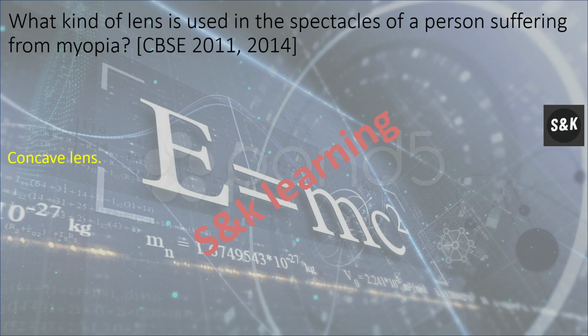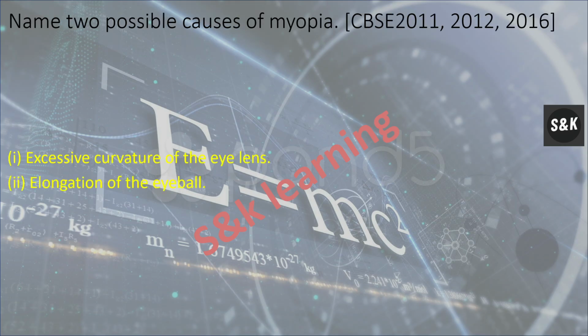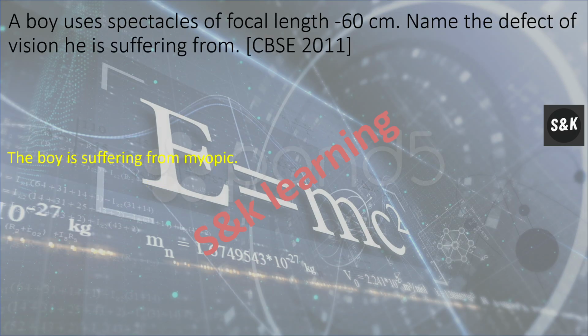What kind of lens is used in the spectacles of a person suffering from myopia? Concave lens. Name two possible causes of myopia. Excessive curvature of the eye lens, elongation of the eyeball. A boy uses spectacles of focal length 60 centimeter. Name the defect of vision he is suffering from. The boy is suffering from myopia.